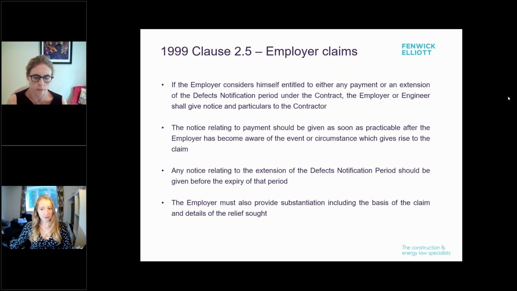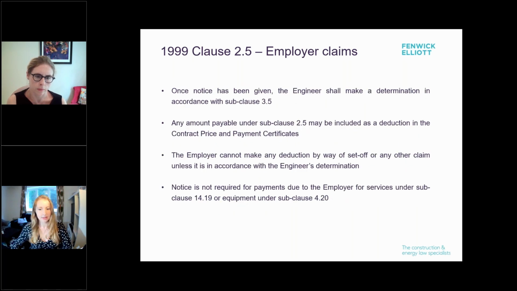Turning now to provisions for employers' claims, the inclusion of notice provisions for employers' claims within clause 2.5 is certainly contractor friendly, and I will say probably less common for conditions precedent, as it acts to prevent an employer from summarily withholding payment or unilaterally extending the defects notice provision. In particular, the employer does not have a general right of set-off as a result of this clause.